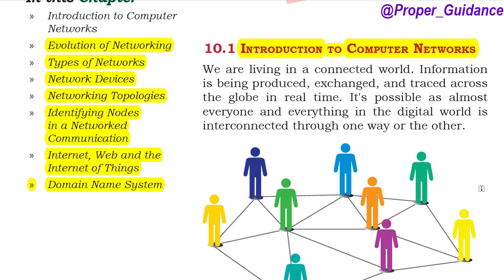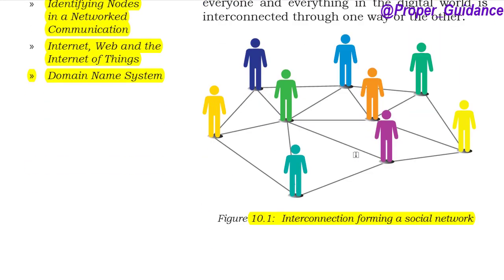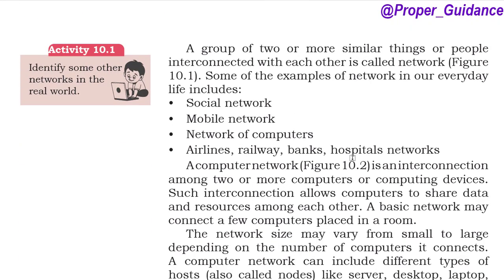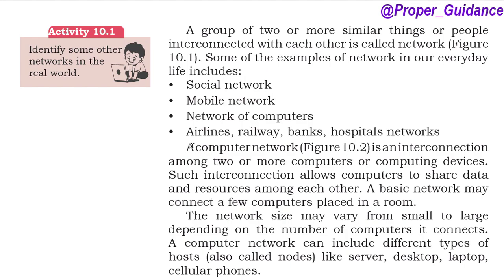So what do you mean by computer networks, right? We are living in a connected world. Information is being produced, exchanged and traced across the globe in real time. It's possible as almost everyone and everything in the digital world is interconnected one way or the other. Okay, so a group of two or more similar things or people interconnected with each other is called a network. This is the very basic definition of a network.